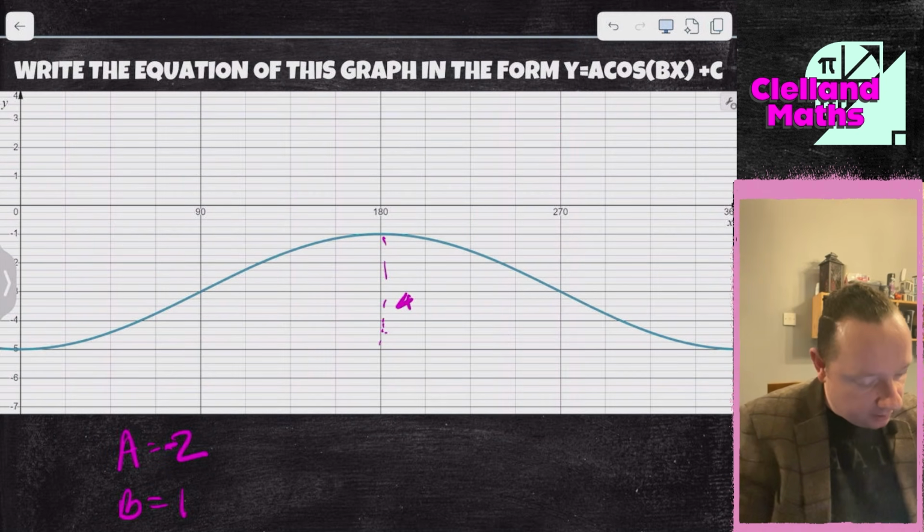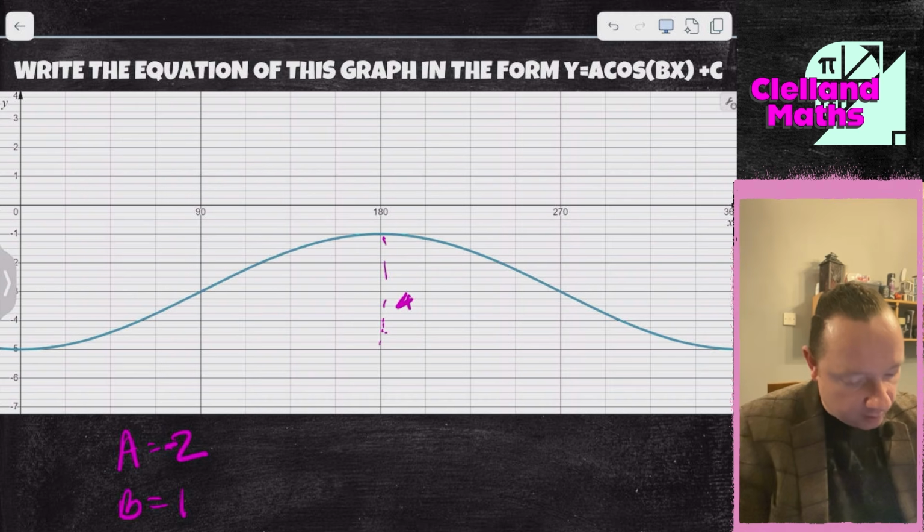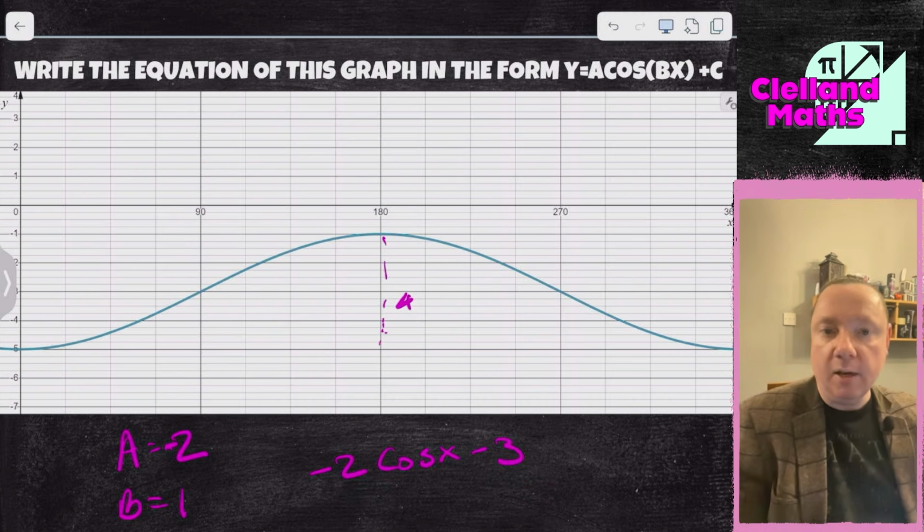And then to get our c, well, we just think about where does it normally start? If it was going to be -2, then it would start at -2, but it's actually starting at -5. So for c, I need to take away 3. And finally we get -2 cos x, take away 3. Quick check at the end. -2 take away 3 is -5, which is the lowest point. So we're probably happy there.